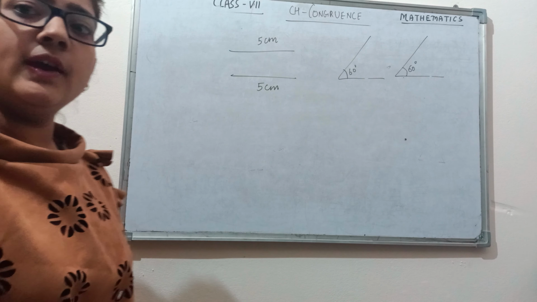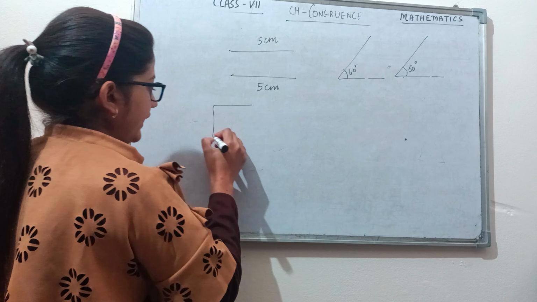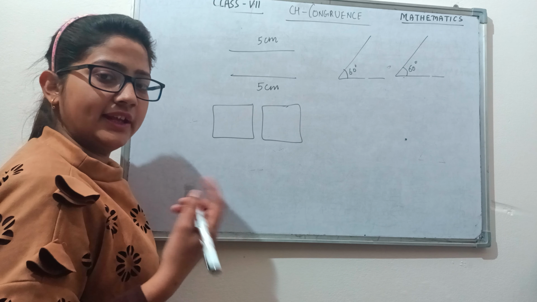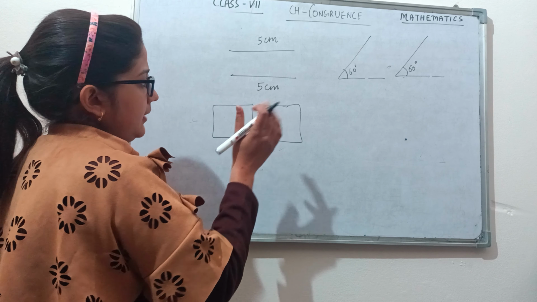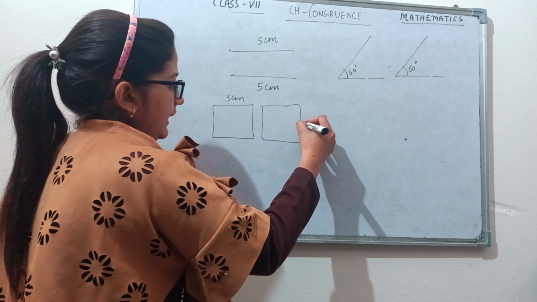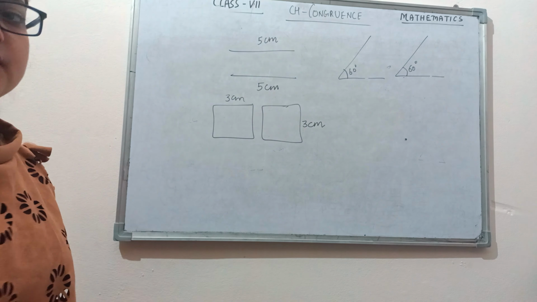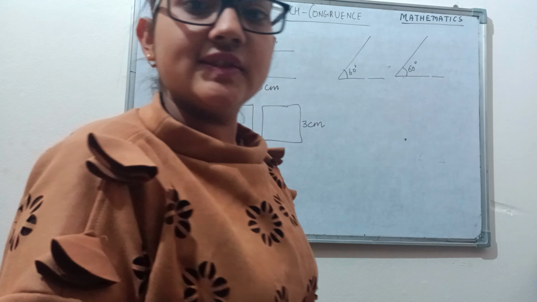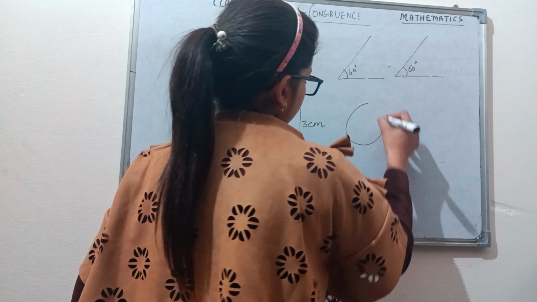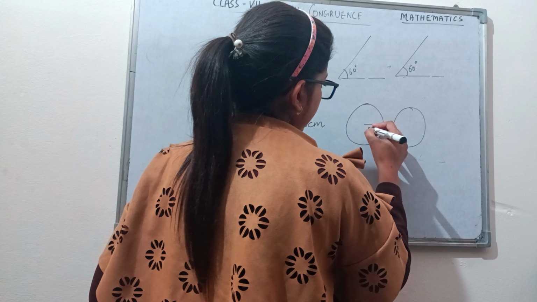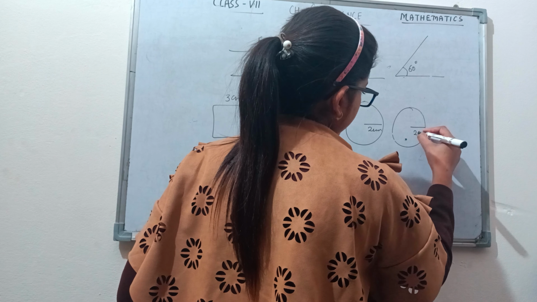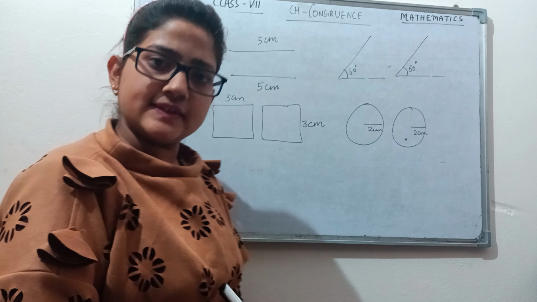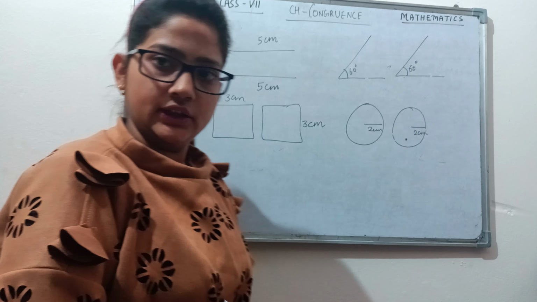Next is congruency of squares. Congruency of squares means if two squares have sides of the same length, for example 3 centimeter, and the side of this square is also 3 centimeter, then these are congruent squares. Next is congruency of two circles. This is a circle and this is a circle. Its radius is 2 centimeter, its radius is 2 centimeter. If the radius of the two circles is the same, then these are congruent circles.